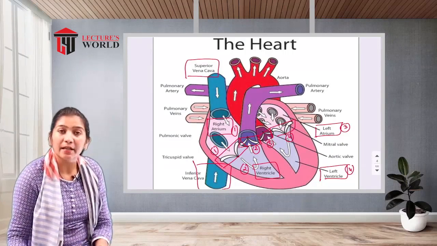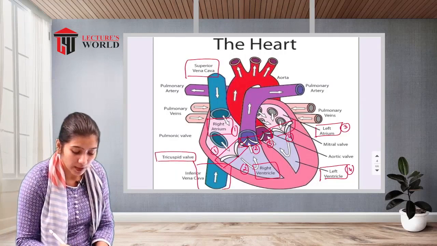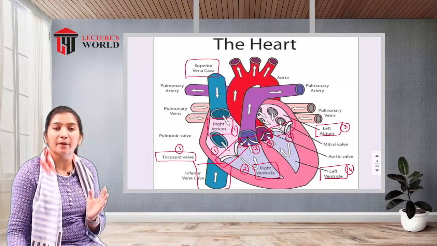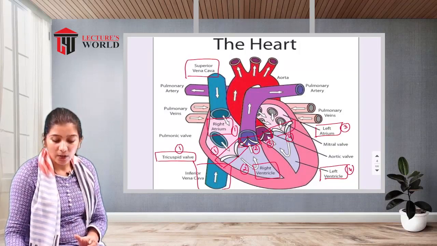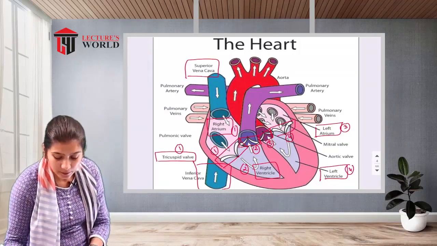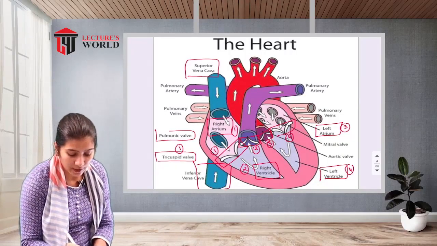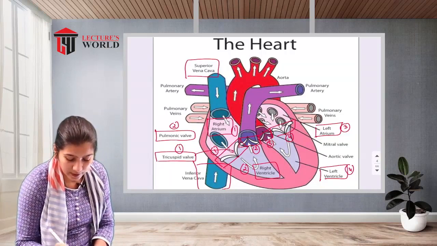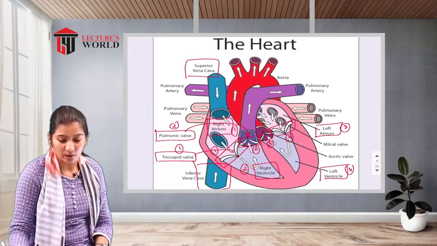Between the right atrium and right ventricle there will be the tricuspid valve. This is the first valve, which is present between the right atrium and right ventricle. Now the second valve, present at the right ventricle, is known as the pulmonary valve. So this is the tricuspid valve, and this one is known as the pulmonary valve, the second one.